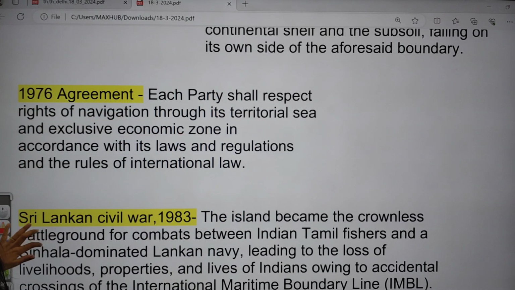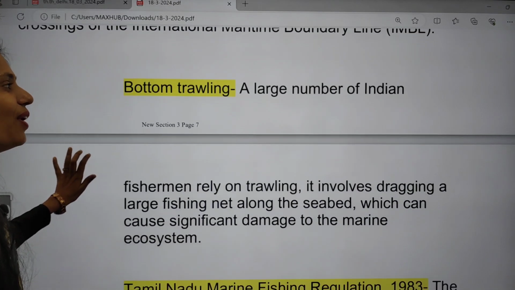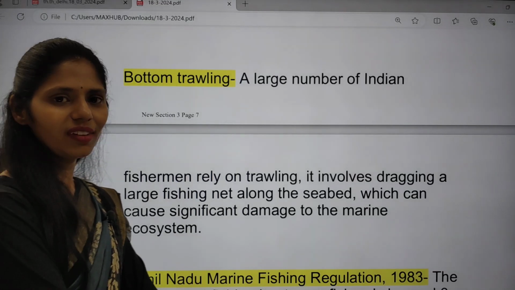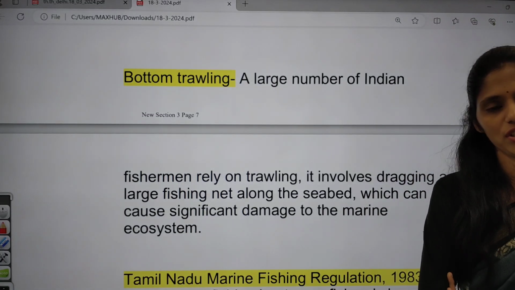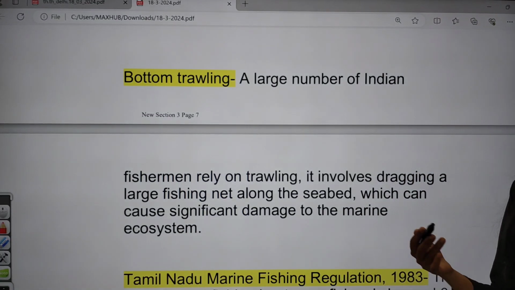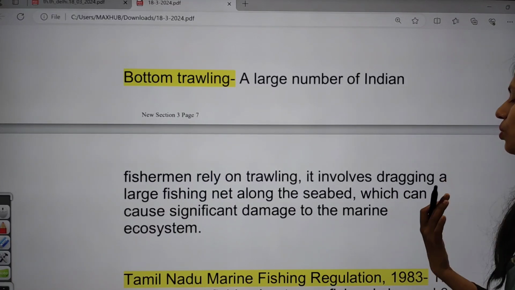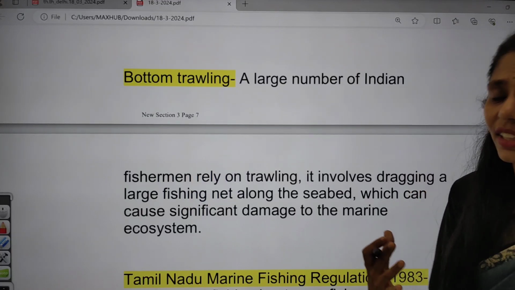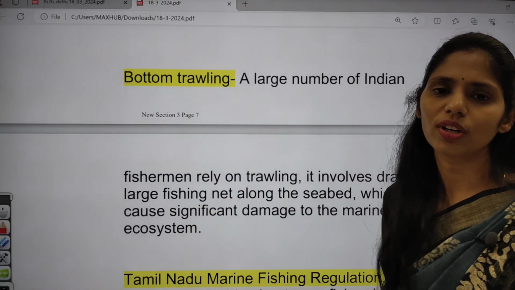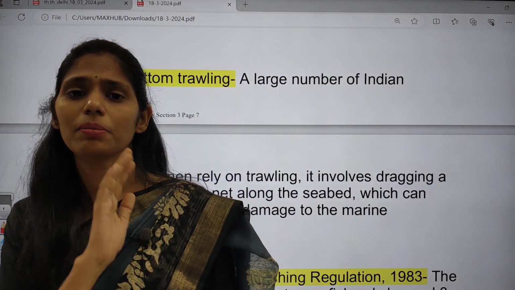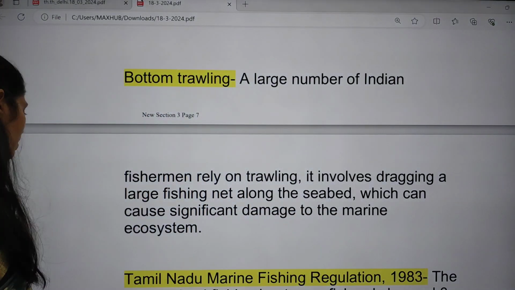Apart from this, the Sri Lankan civil war is also one important reason behind this ongoing issue. Another important issue is bottom trawling. Going for bottom trawling leads to exploitation of the fisheries and the fishing sector, and it will not lead to sustainable development. In bottom trawling, Indian fishermen drag very large fishing nets so that even small fish are caught, and the net is dragged along the sea bed. Because of this, lots and lots of exploitation happens. So this is one important issue.